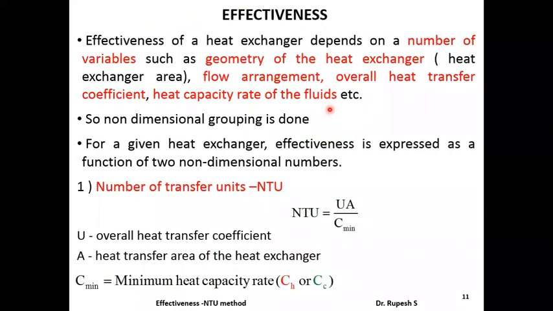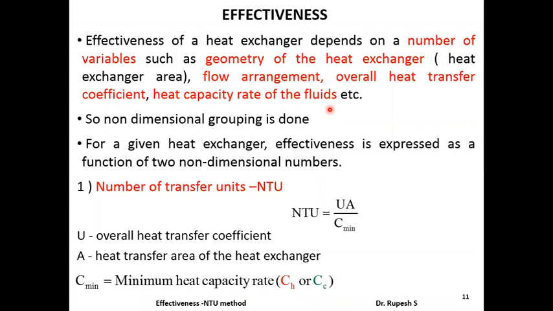Effectiveness is a dimensionless parameter used to express the performance of a heat exchanger. It depends on several variables such as geometry of the heat exchanger, that is area of the heat exchanger, flow arrangement, that means whether the heat exchanger is a parallel flow type or a counter flow type, overall heat transfer coefficient, heat capacity rate of the fluids, etc. Thus, it is difficult to represent effectiveness as a function of these variables in a single equation. So, we go for dimensional analysis where we combine these variables to form dimensionless groups as we did in natural and forced convection.